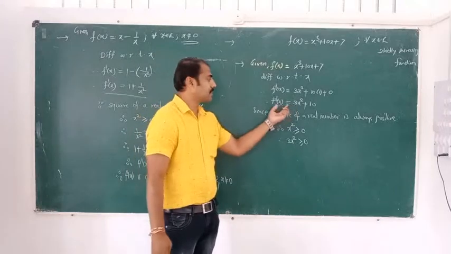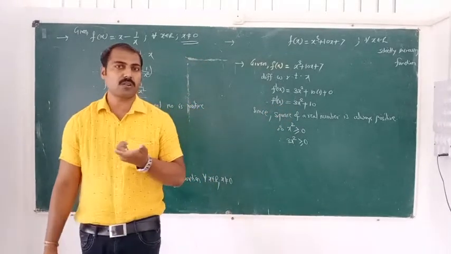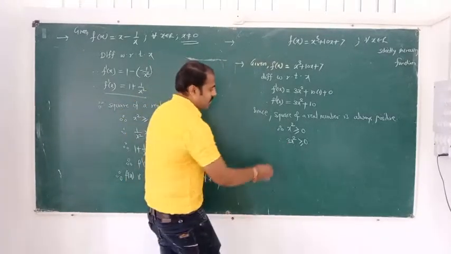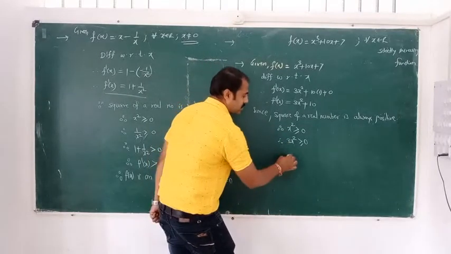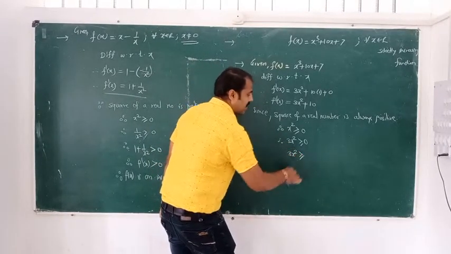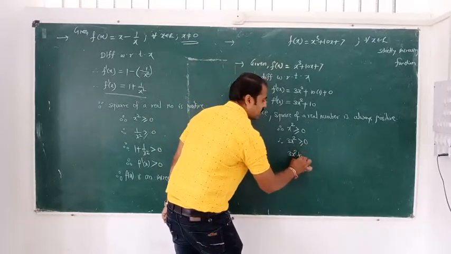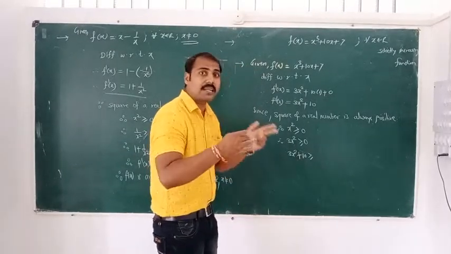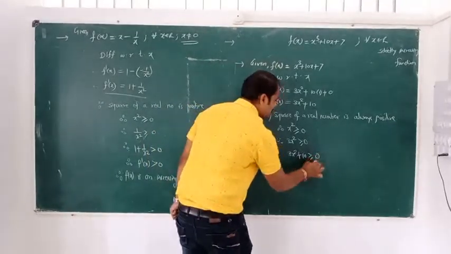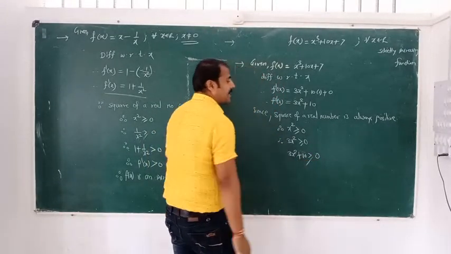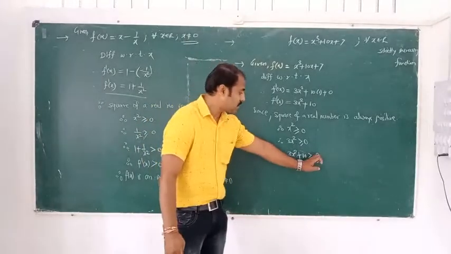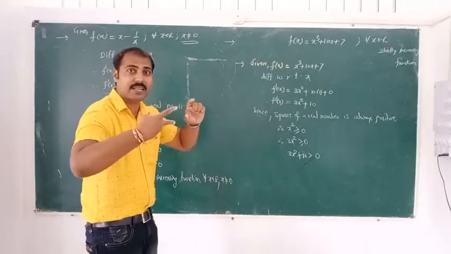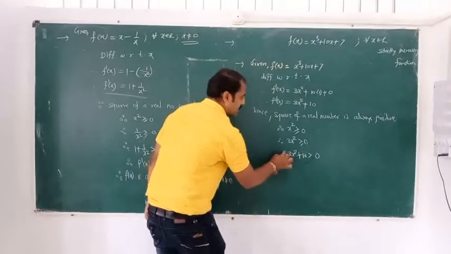Why do we multiply by 3? We have to check whether f dash of x is positive or negative. For that, we are taking f dash of x by adjustment. Now, adding 10 on both the sides, 3x square plus 10 is greater than or equal to 0 plus 10, which is 10. It means that 10 is greater than 0. So 3x square plus 10 is clearly greater than 0.